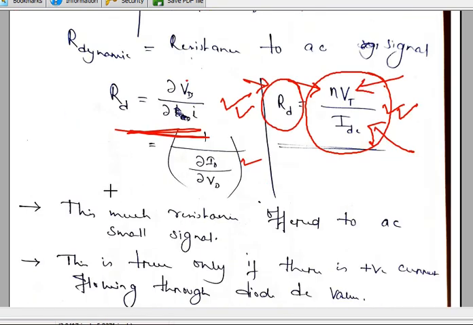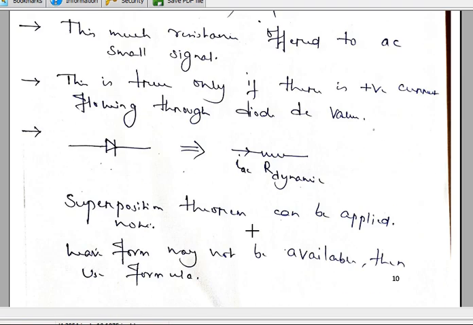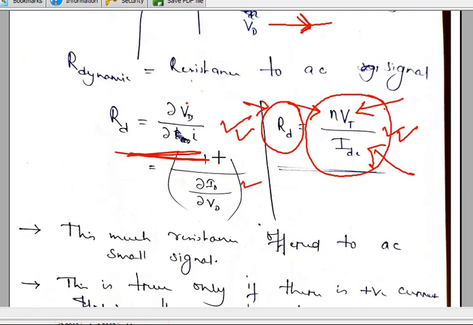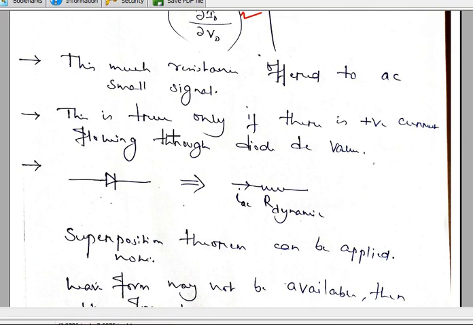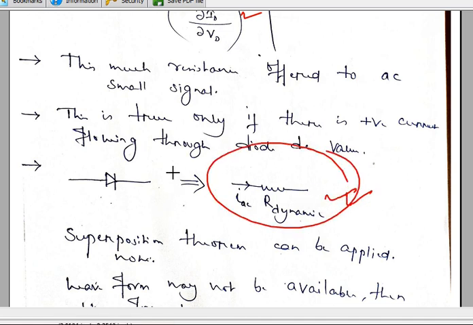So this much resistance is offered to the AC small signal. Again the same thing is mentioned here: this is only true if there is some positive current flowing. So this is the small signal model of the diode. Whenever there is an AC analysis circuit, you are going to replace the diode by this one, provided some positive current is flowing.